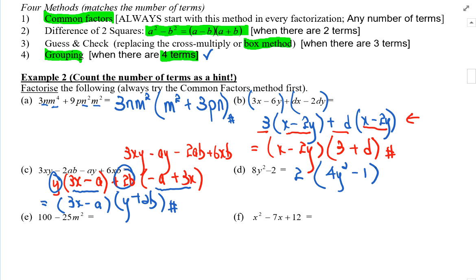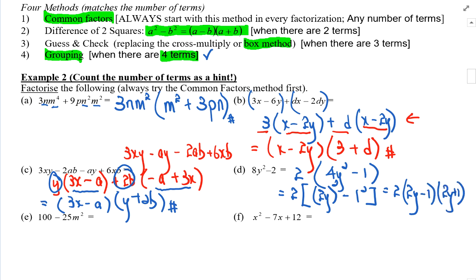Okay, there are two terms. Take a look at step number 2. There are two terms, and each of the terms can be written as a square by itself. How do I do that? 4y squared can be written as (2y) squared minus 1 squared. Applying the identity in part 2, (2y minus 1)(2y plus 1). Alright?